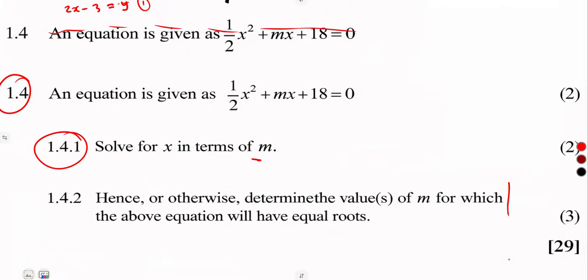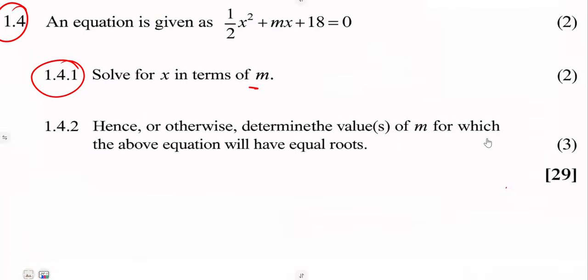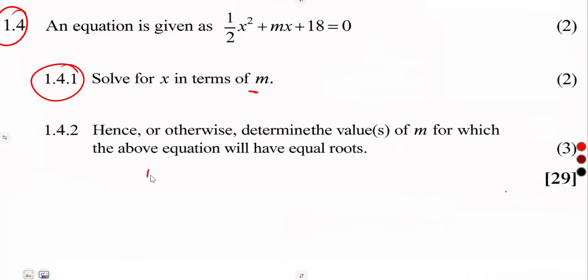From this given equation that we have here, 1.41, we're asked to solve for x. Given half x squared plus mx plus 18 is equal to 0. So you can actually solve for x, guys, using your quadratic formula directly. This is your A, this is your B, this is your C. Even with the fraction, there's no problem. So I want you to do that.